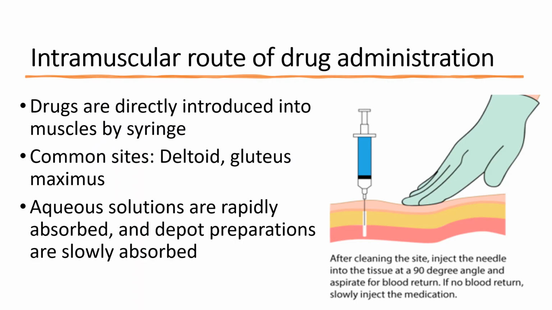Next type of parenteral route is the intramuscular route of drug administration, in which drugs are directly introduced into the muscles by syringe. Common sites include the deltoid muscle of the shoulder and the gluteus maximus of the buttocks. In this route, aqueous solutions are rapidly absorbed and depot preparations are slowly absorbed.